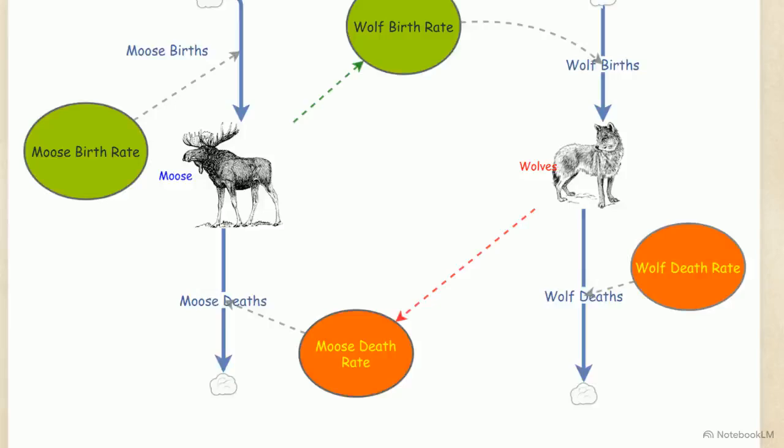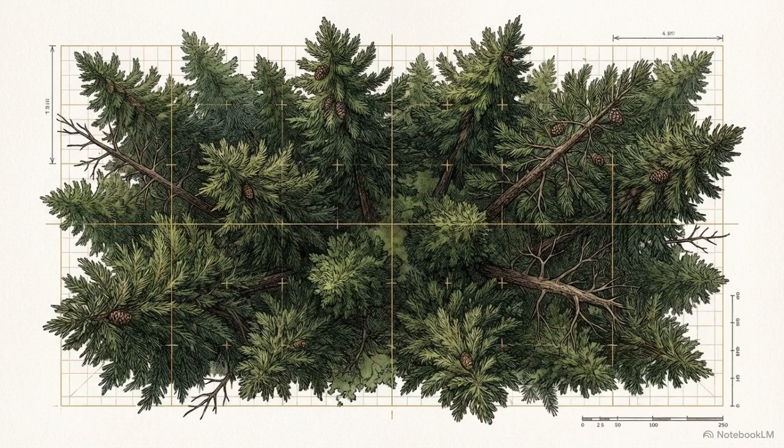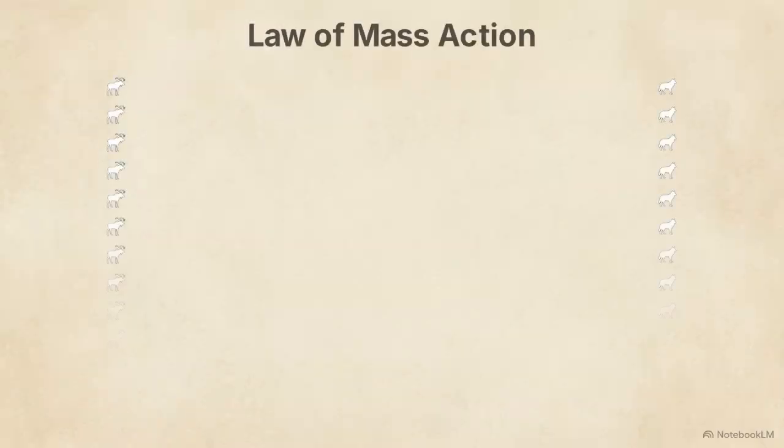The mechanism that forces these isolated species into the same ecosystem is predation. The wolves act directly upon the moose death rate. Modeling predation accurately requires us to calculate the exact rate at which these two species encounter each other in the wild. We calculate this using the law of mass action.